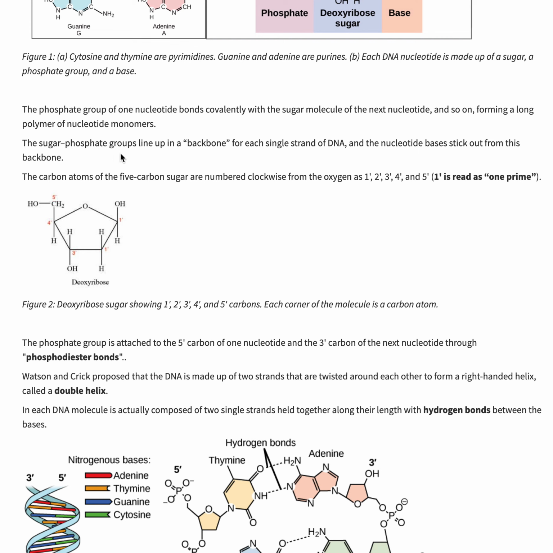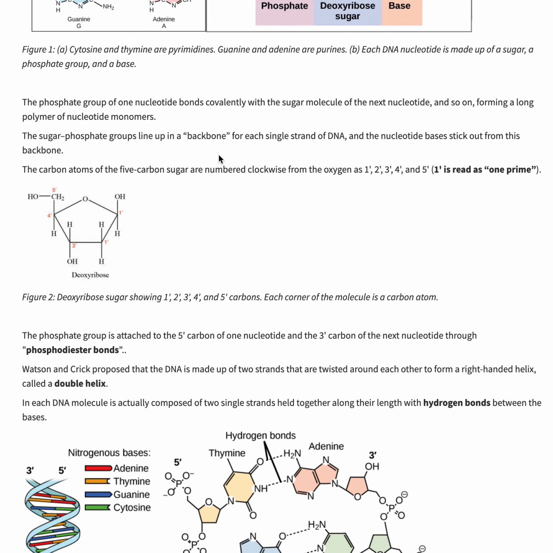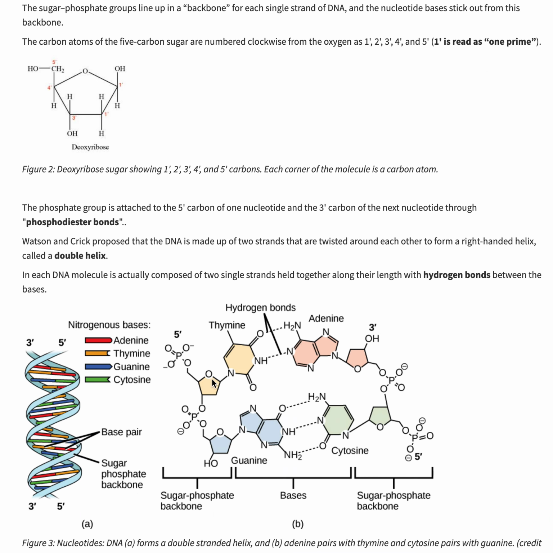The sugar phosphate groups line up in a backbone. So this is sugar, this is phosphate, this is sugar, this is phosphate. So they make the backbone of the DNA strand, and these are the central ladders. So you look at the backbone here. This backbone is made by sugar and phosphate. Okay, sugar, phosphate, sugar, phosphate. And these colored rungs are nitrogenous bases.